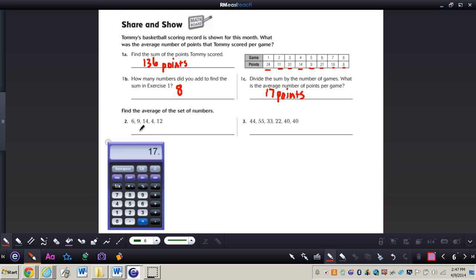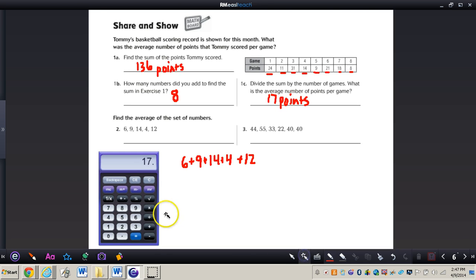Okay, let's take a look at number 2 now. It says find the average of the set of numbers. So what we will do, we will add 6 plus 9 plus 14 plus 4 plus 12. We're going to add all of the digits together first of all, and let's do that right on our calculator. So we have, let's clear this out, 6 plus 9 plus 14 plus 4 plus 12. That's going to give us 45.